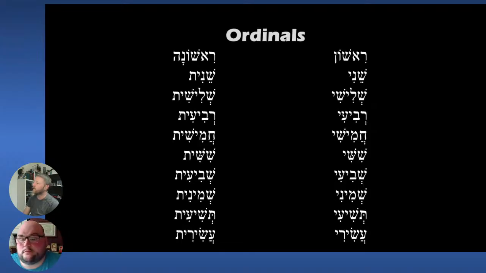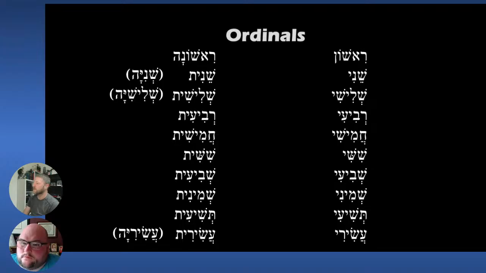There are three of these that appear with alternative forms. That is Shniya instead of Shinit, Shlishiya instead of Shlishit, and Asiriya instead of Asirit. We use these differently in modern Hebrew. We don't use Shinit as the ordinal for feminine. We say Shniya. Shinit in modern Hebrew means again, like a second time. You did something, it didn't go so well, do it Shinit. Do it again, a second time.